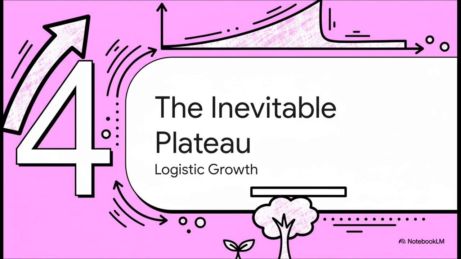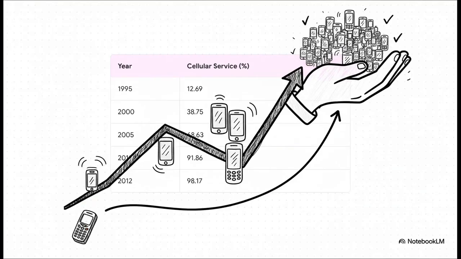So we've seen growth that just explodes upwards, and we've seen growth that gets tired and slows down. Our final pattern basically puts them together. It tells the complete story from start to finish, the story of the inevitable plateau. And what's the perfect example? Cell phones. I mean, we all lived through this. Look at these numbers. It started off slow in the 90s, right? Then it just exploded in the 2000s. It felt like everyone got one overnight. And now, well, it's pretty much leveled off.